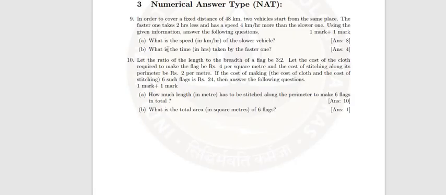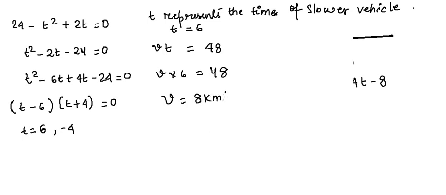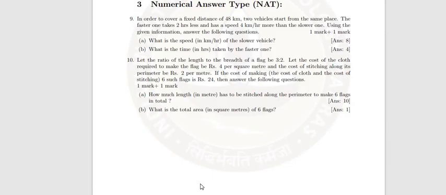Now, in the question, it is asked what is the speed of the slower vehicle? As you know, v into t is equal to 48 and we have obtained the t value as 6. Now, v into 6 is equal to 48. Therefore, your v will be equal to 8 km per hour. So the velocity of the slower vehicle has come up to 8 km per hour. The next question asks what is the time taken by the faster one?